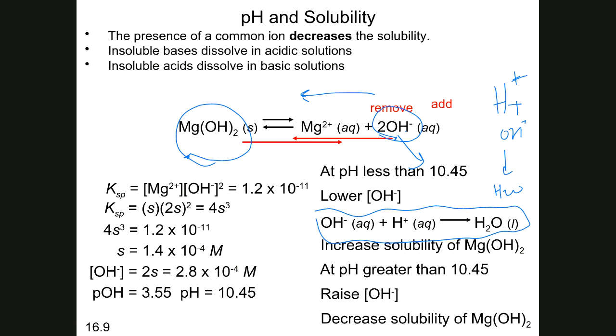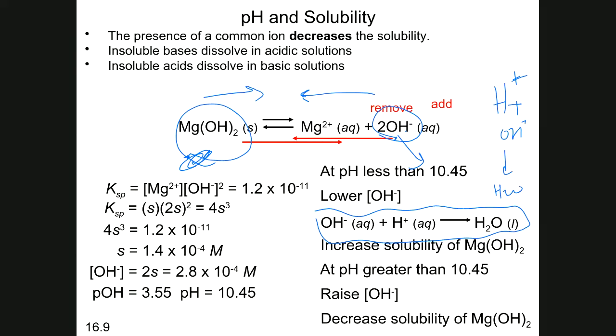And based on Le Chatelier's principle, more of the Mg(OH)2 is going to dissolve. So in acidic solution, this compound is going to dissolve. In basic solution, it's not going to dissolve, or is going to precipitate. So that's how the pH affects the solubility, based on the common ion that we have.